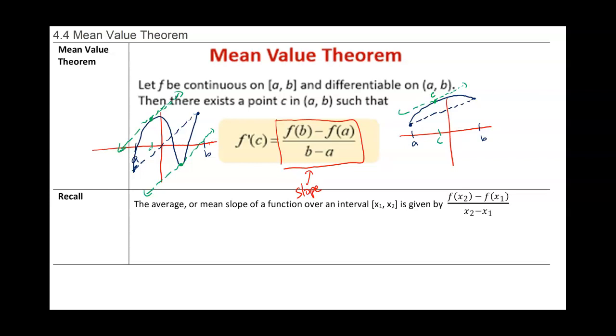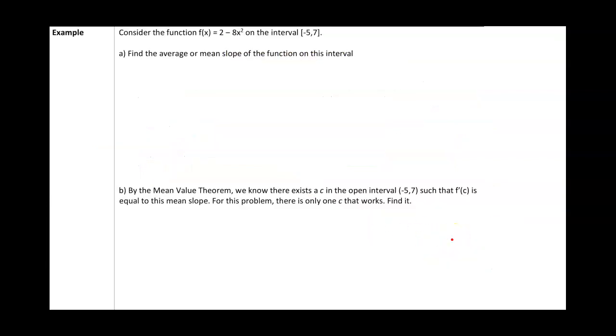Okay, so the first example says find the average or mean slope of the function, and that's going to be given by f of x2 minus f of x1 over x2 minus x1. This is just another way of saying y2 minus y1 over x2 minus x1. So f of x1 is the corresponding output for x1, the same thing as y1. f of x2 is the corresponding output for x2, the same thing as y2. So this is going to be the average or the mean slope between these 2 points.